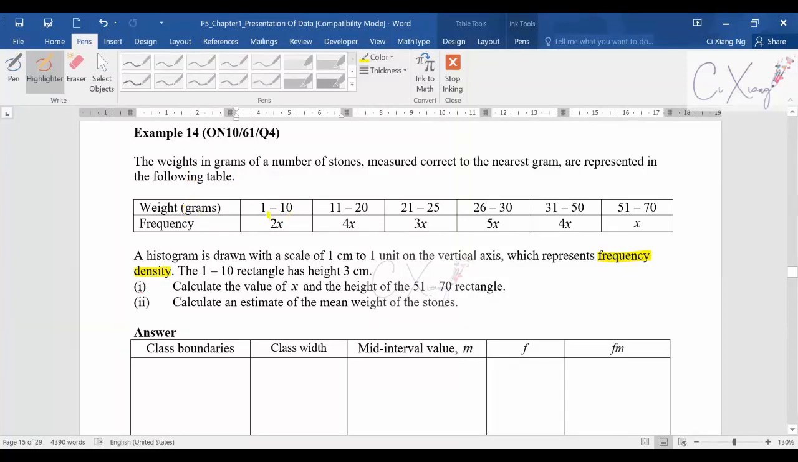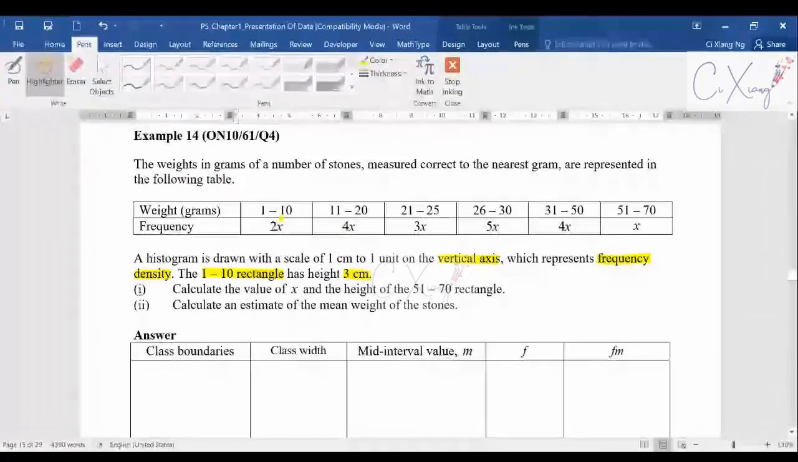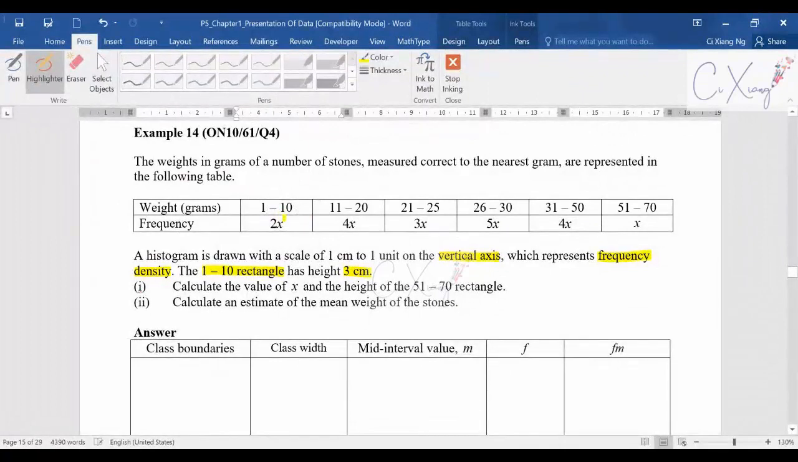These are the table they give you. Here they say a histogram is drawn with a scale of 1 cm to 1 unit on the vertical axis. The vertical axis means the y-axis, so that means frequency density. For frequency density, it means that 1 cm is 1 unit. Then they said the 1 to 10 rectangle has the height 3 cm. This is very important information. The height of 3 cm means you are having 3 units. For the first rectangle here, it is actually 3 units, 3 cm height.